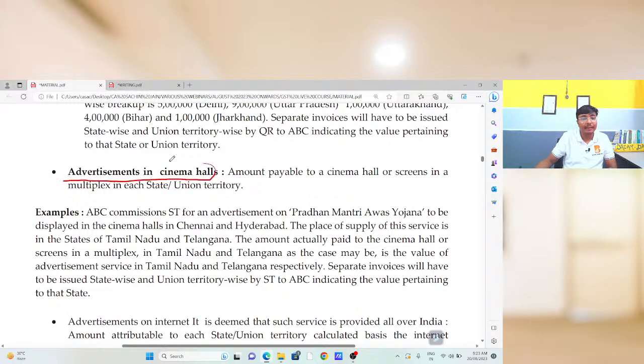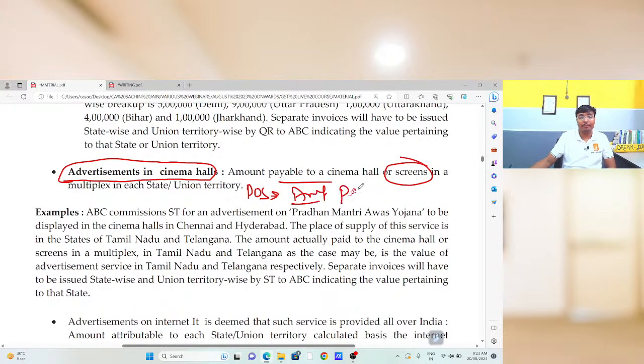Next, advertisement in a cinema hall. How are we going to decide that place of supply? When we watch a movie, at the beginning of the movie there are 3 to 4 advertisements, and at the time of the interval there are 10 to 15 advertisements. So in that case, how do we decide the place of supply? The amount payable to the cinema hall or screen, in this ratio we decide the place of supply. So the place of supply will be decided through the amount payable.